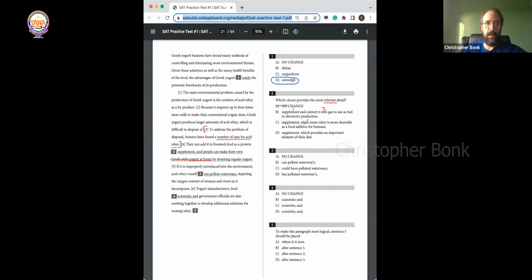The third one diverges, starts talking about sweet whey. And so that's not a second use of acid whey. C is out. D is a tricky one because it makes logical sense. Added to livestock feeds a protein supplement, which provides an important element of their diet. It sounds good, it looks good, but it doesn't meet the requirement because we only have one use in the description of that use. As a result, that confirms that B must be our right answer.